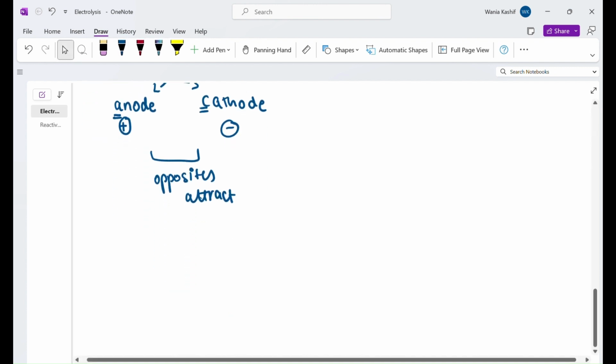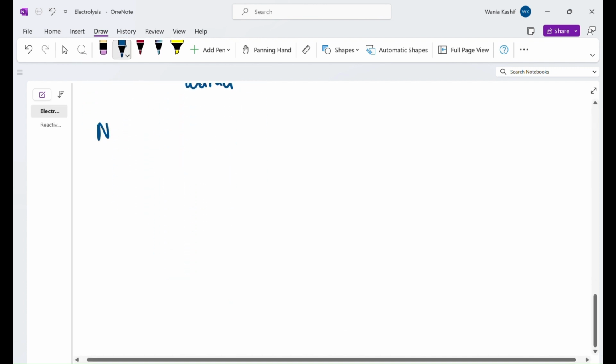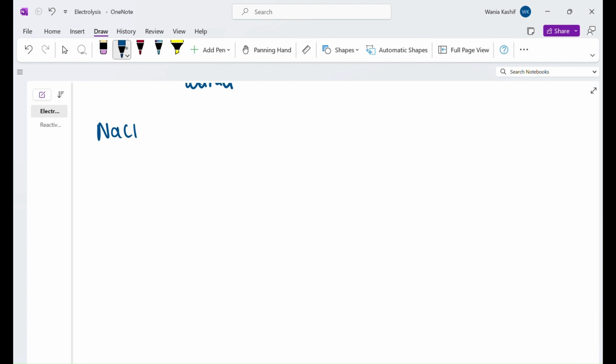Now, NaCl as a concentrated solution. In your exam, they will specify if the solution that you're working with is concentrated or dilute, mainly because the final products that you will be getting will be different.